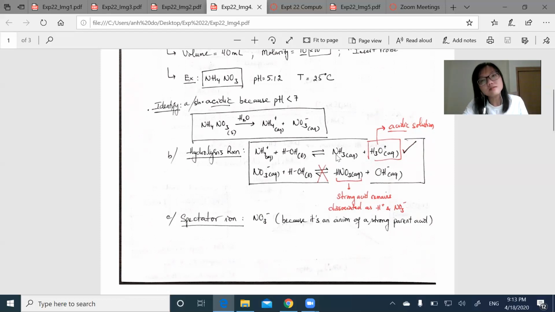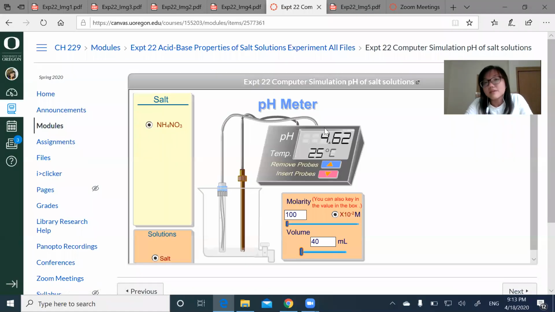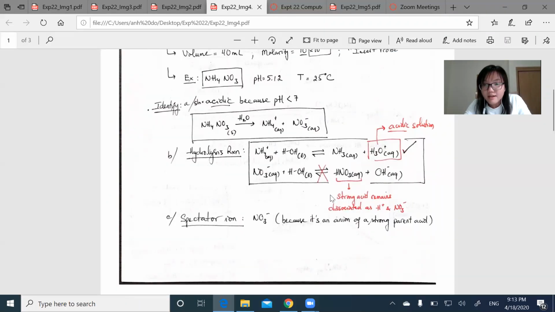So because this one is producing a weak base and hydronium ion, you know the entire solution would be acidic. Just to check that, here our pH is 4.62, which is acidic. So we are on the right track.